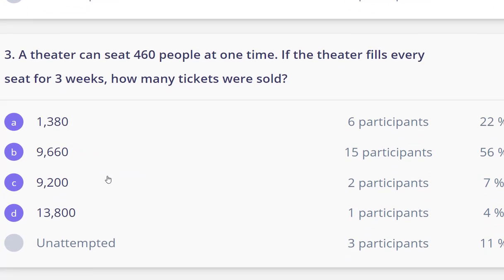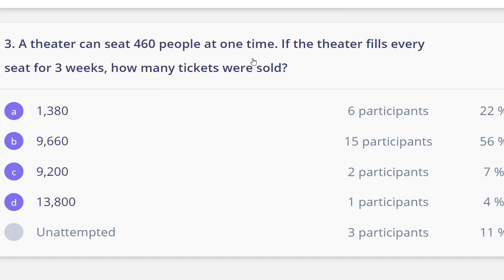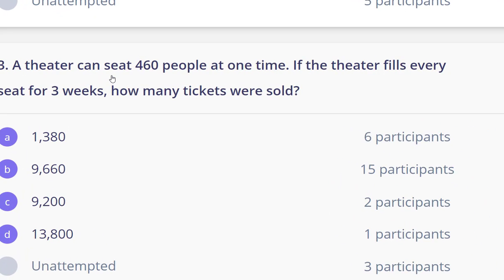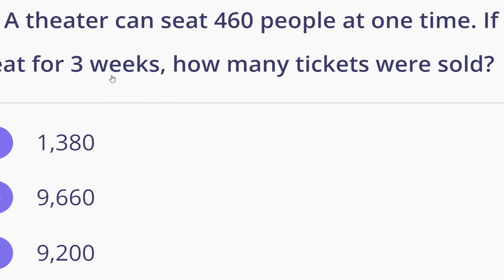Okay. In the third one, we have 460 people every day. Sorry, there is 460. A theater can seat 460 people at one time. If the theater fills every seat for 3 weeks, what are you going to multiply by? We have to multiply. Yes, so every week 460, or every day.